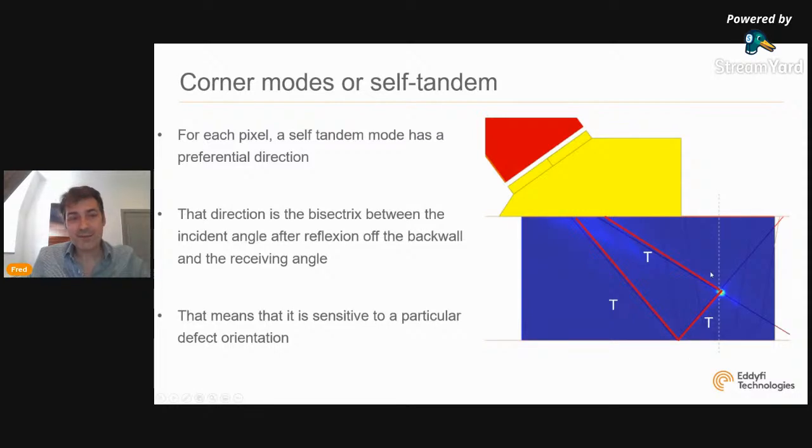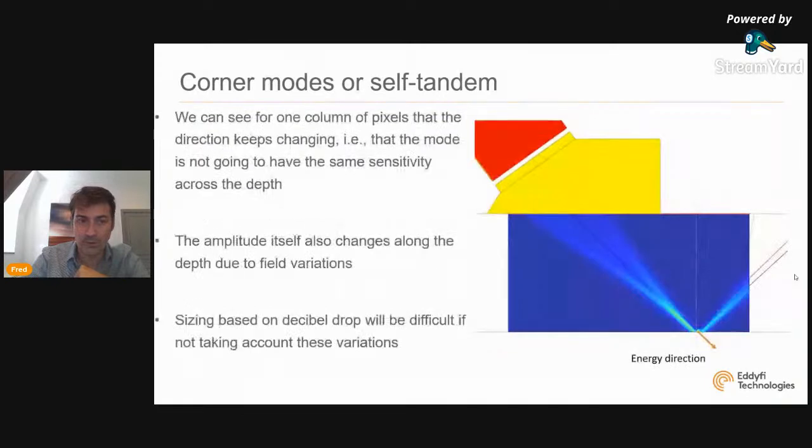The 3T tends to have a preferential direction, which is the bisectrix between the direction after reflection like this one and the receiving angle. So for this particular pixel, the direction of the energy is pretty much horizontal. It's kind of going this way. So meaning that we are going to be sensitive to defects perpendicular to that direction. So this is important because the corner modes are kind of looking for specular echoes.